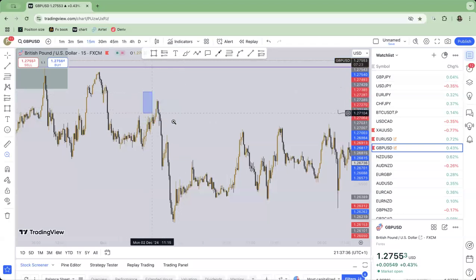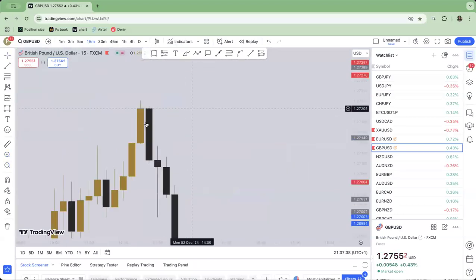This is our order block. The last bullish candle that we have here is our order block. Now we are using this rectangle. Can you see what I just picked? It is what we use to draw from the high of that candle to the low.